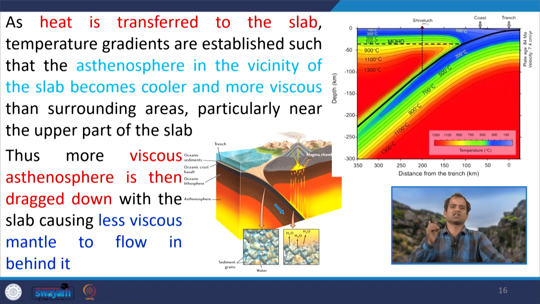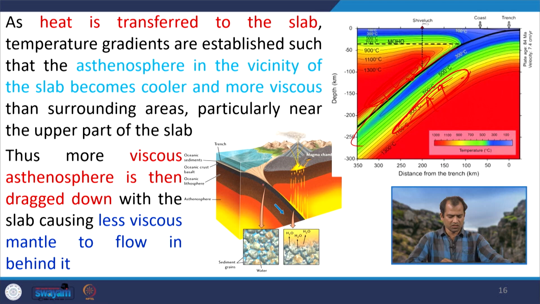So, as heat is transferred into the slab, temperature gradients are established such that the asthenosphere in the vicinity of the slab becomes cooler and more viscous. For example, if you see here, now heat is transferred from the surrounding into the plate. Once the heat is transferred from the surrounding to the plate, gradually the temperature in this peripheral zone is decreasing. Once the temperature at the peripheral zone decreases, this becomes more viscous. This side of this asthenosphere becomes more viscous. So, once it is more viscous, it will adhere to this downgoing plate.